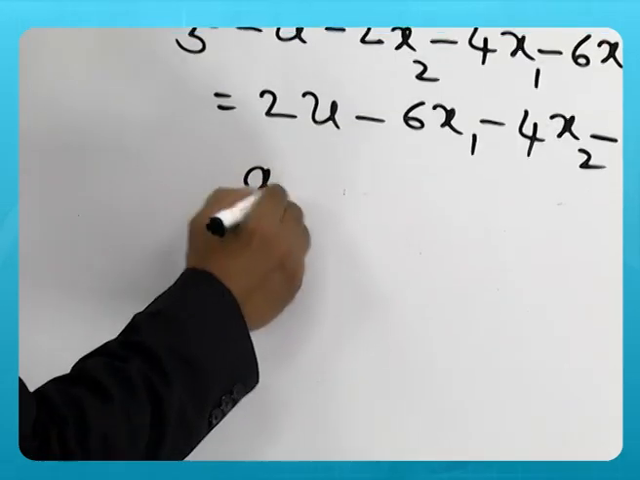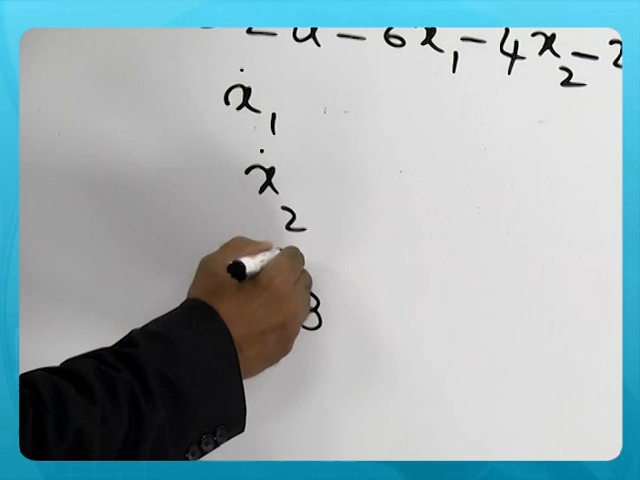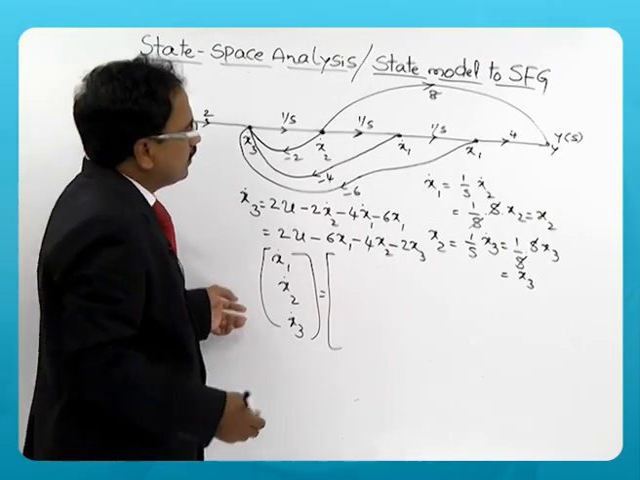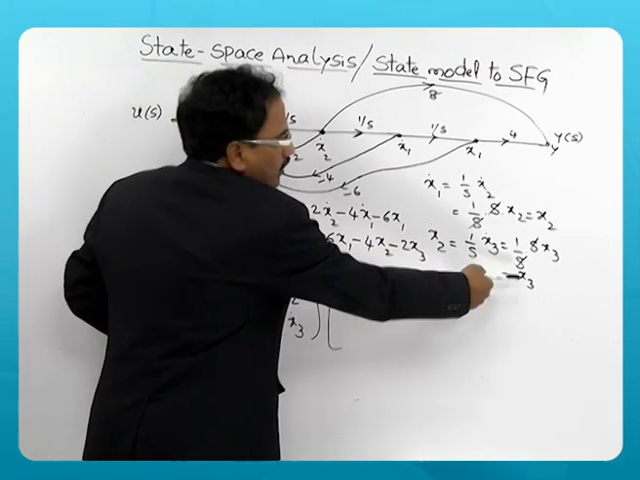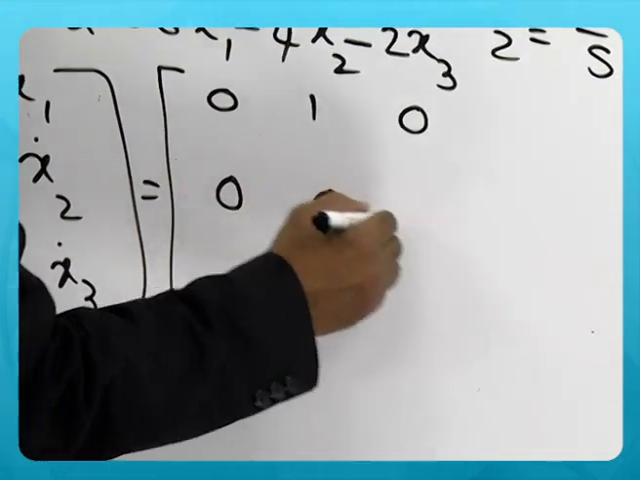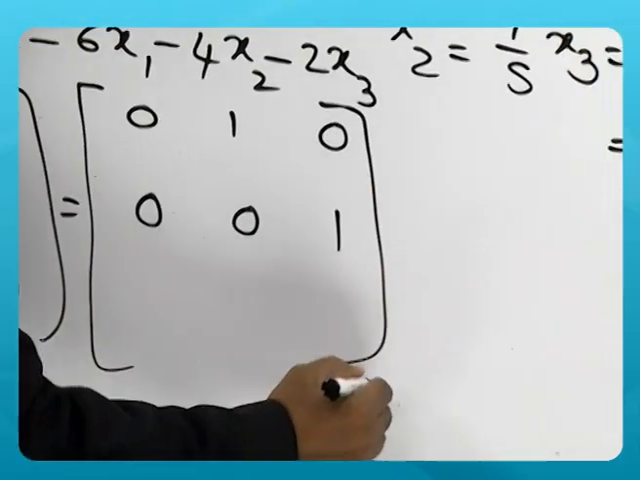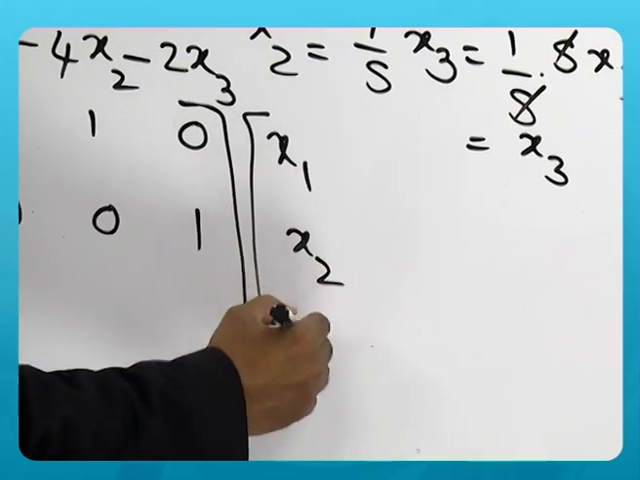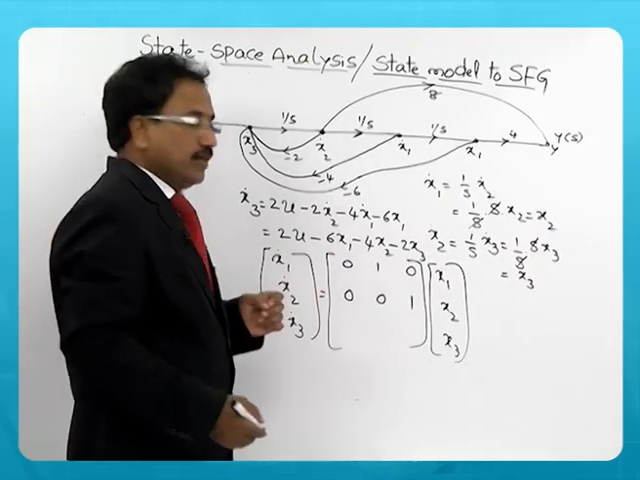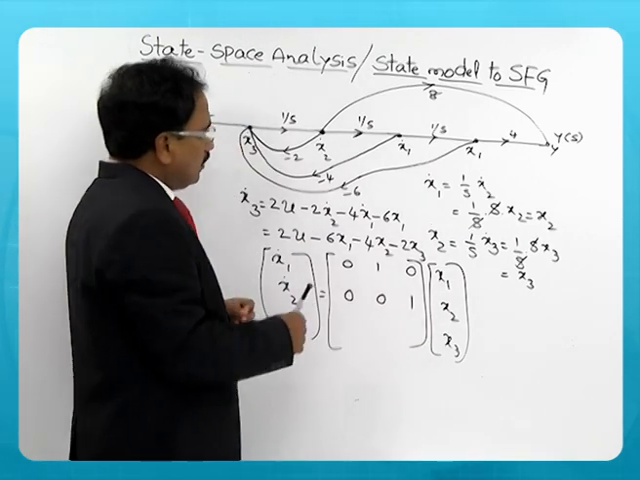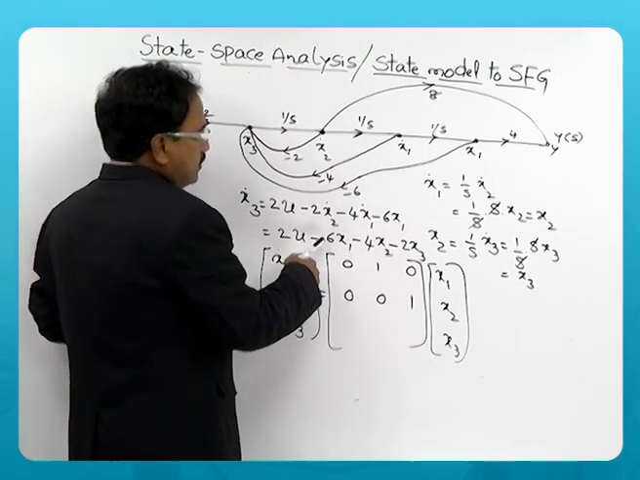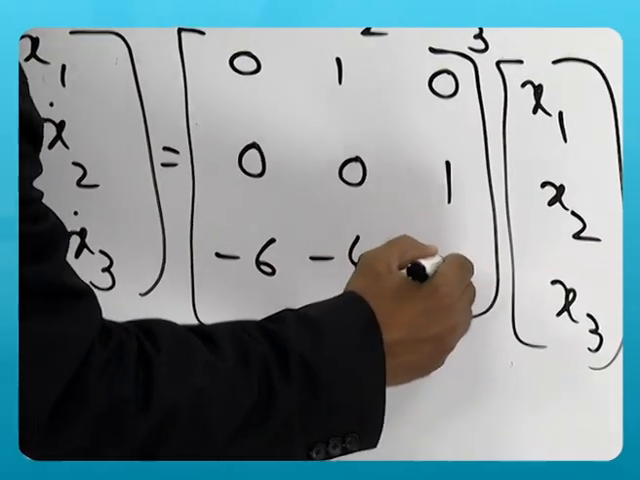Now the state model will have x1 dot, x2 dot and x3 dot can be written as, the first two rows are very easy to obtain by looking at x1 dot equal to x2 and x2 dot equal to x3. So I must have first row as 0 1 0 and second row as 0 0 1, because you have state vector as x1, x2 and x3. So that relation should be satisfied. x1 dot is equal to x2 and x2 dot is equal to x3, and the third row of the state matrix should be obtained from this equation. The coefficients of x1, x2 and x3 are minus 6, minus 4 and minus 2.